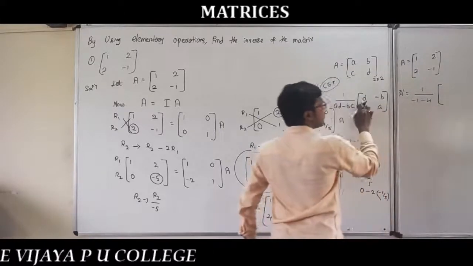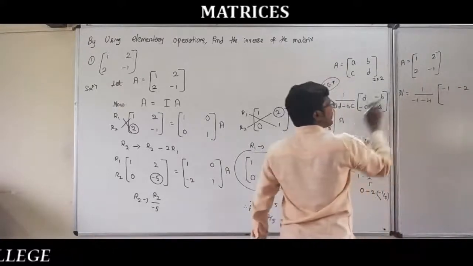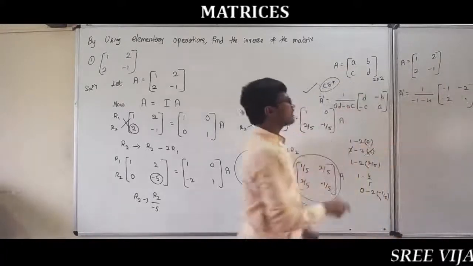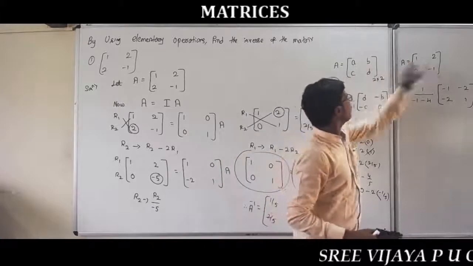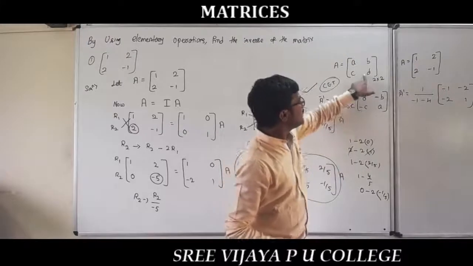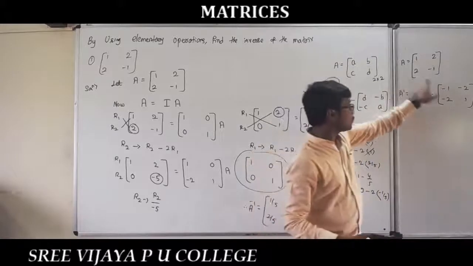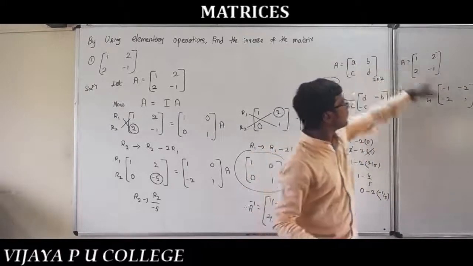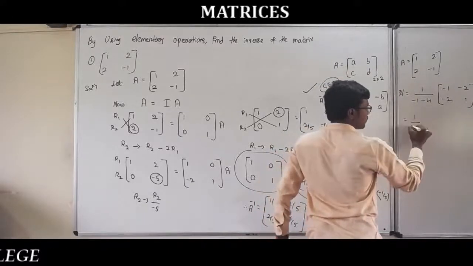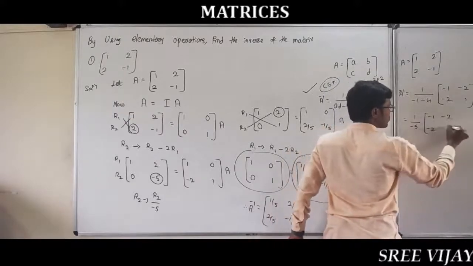So D means minus 1. Minus B means minus 2. Minus C means minus 2. A means 1. Just comparing the values here: A is 1, B is 2, C is 2, D is minus 1. AD minus BC, just multiplying the values. D is minus 1. Minus B means 2 becomes minus 2. Minus C means 2 becomes minus 2. And A is 1. So minus 1 minus 4 is minus 5, into the matrix minus 1, minus 2, minus 2, 1.